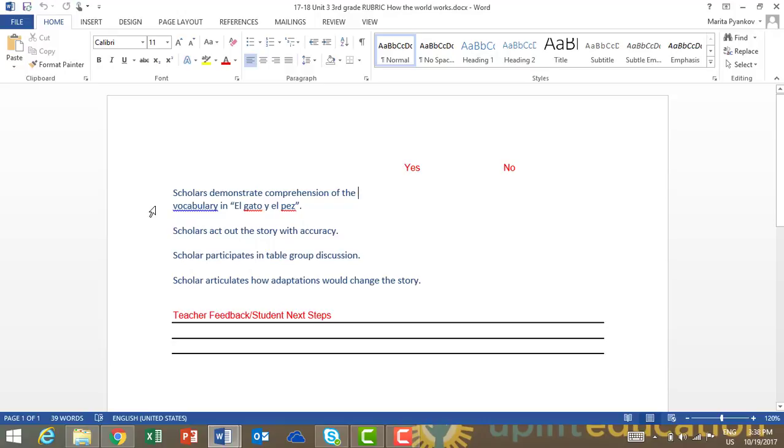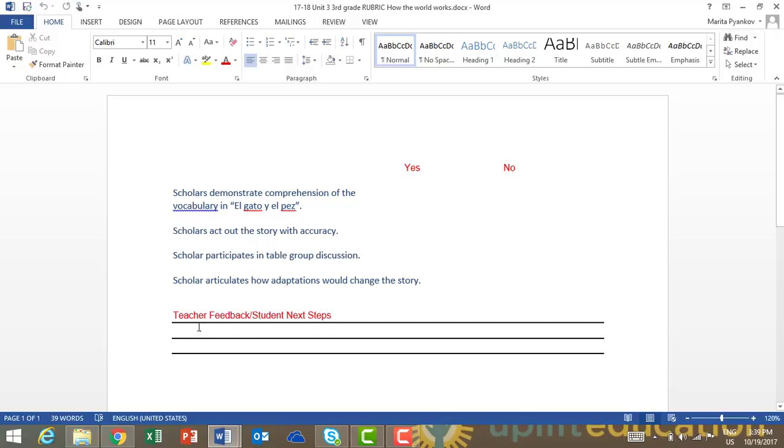Here it is. Scholars demonstrate comprehension of the vocabulary in the story El Gato y el Pez. And we will spend quite a bit of time. I'll show you some of the activities in the planner that I have for us to do so that I can show that they have that comprehension. They can act out the story. They participate in the table group discussion, and they are able to articulate how adaptations would change the story.